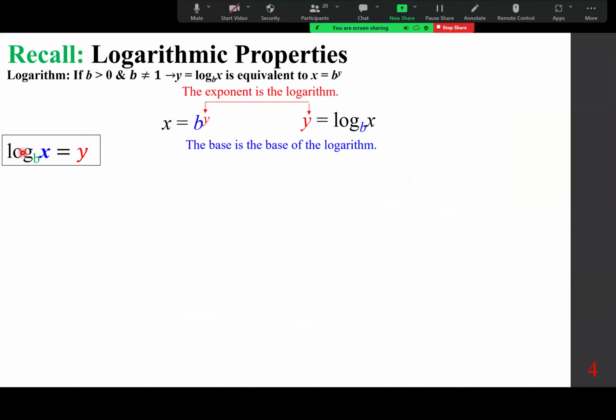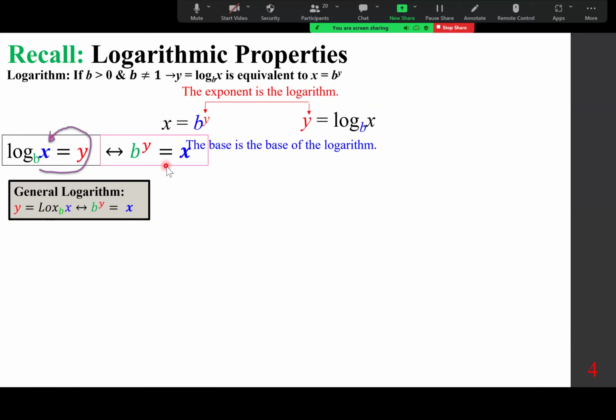Now, if we look at log x base b equals y, and this arrow, this is the definition we have used. Remember, the same situation with the exponential applies for logs. The base must be positive and can't be 1. And if you follow that arrow, you get b to the power y equals x. So if we can go from one format to the next, we have no problem understanding the properties.